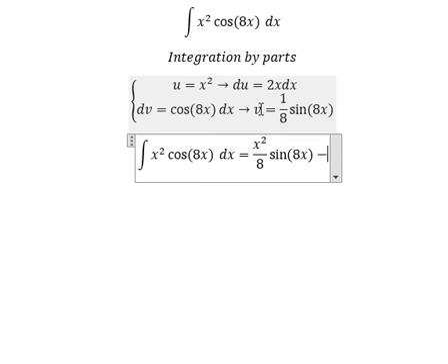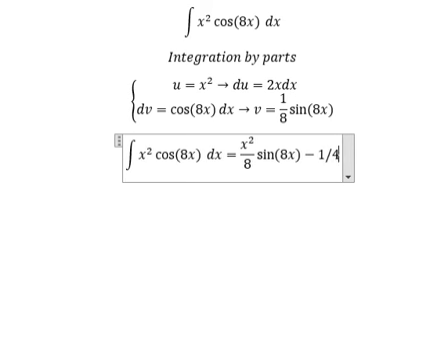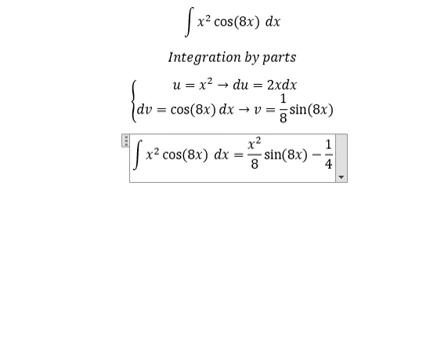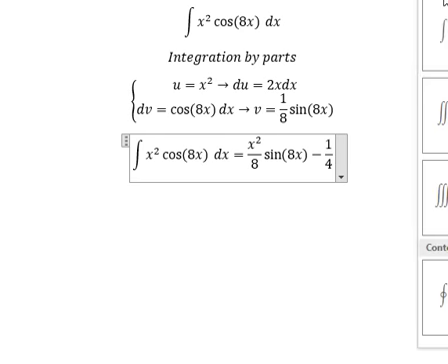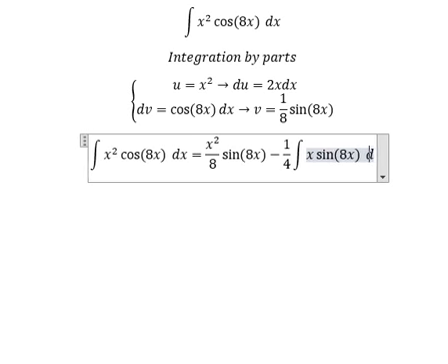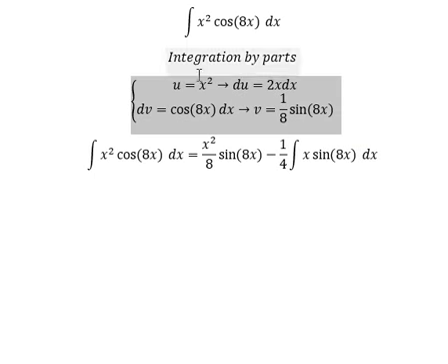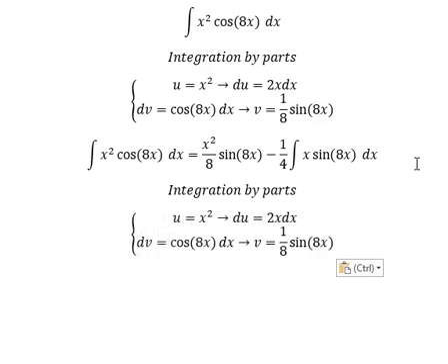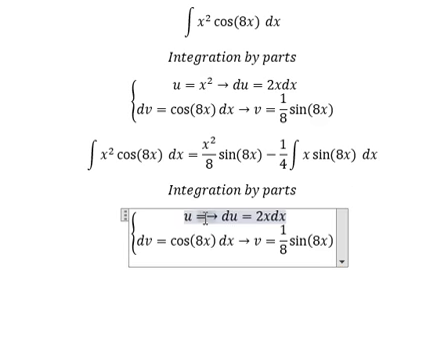u multiplied by v, so 2 divided by 8, we have 1 over 4. And now we have the integration of s sine 8s ds. Now we can use integration by parts again, and this one is about s.